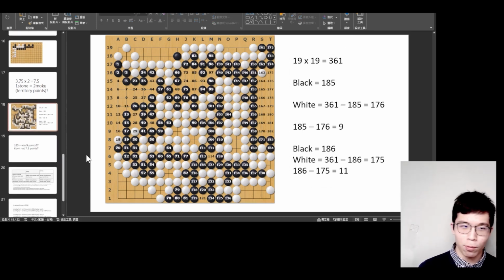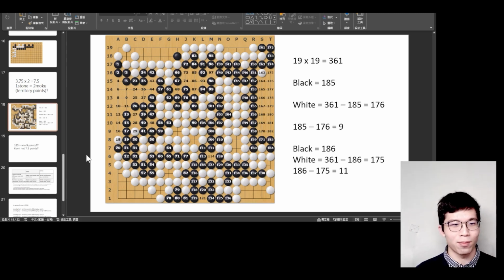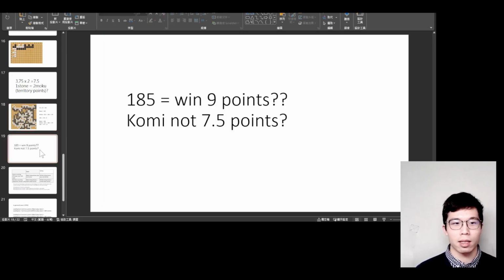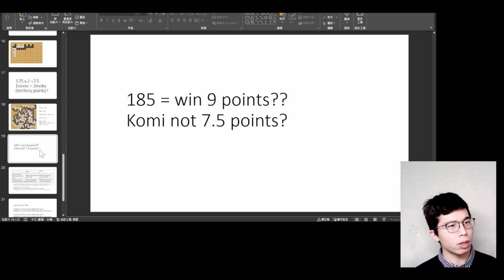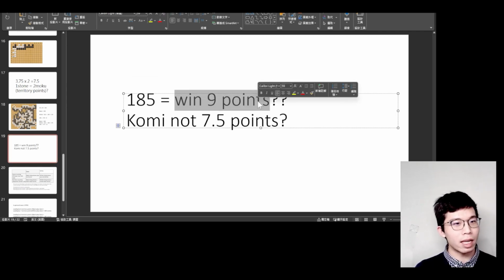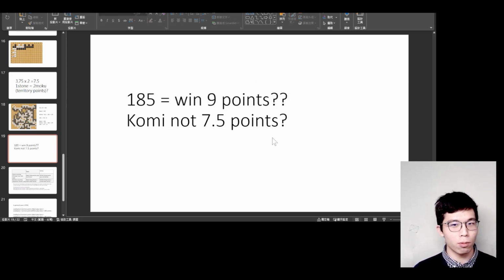But we also see one problem. Could you spot it? This number is strange. We often say the Komi for Chinese rule is 7.5, which means when black leads by 8 points, black should win the game. Why, when there are 185 stones, does black have 9 more stones than white? Why? What has happened? Black only needs 8 stones to win, so why would there be 9 stones?